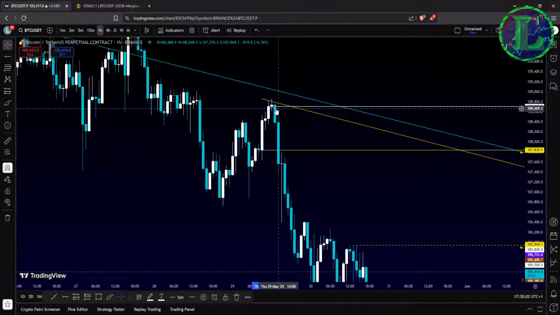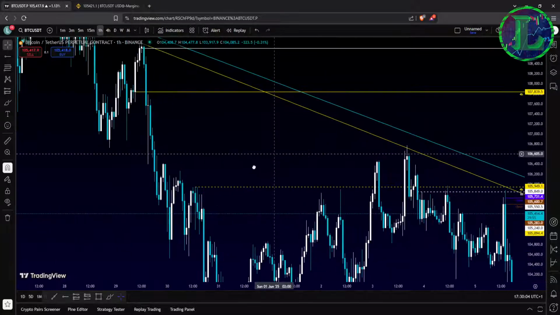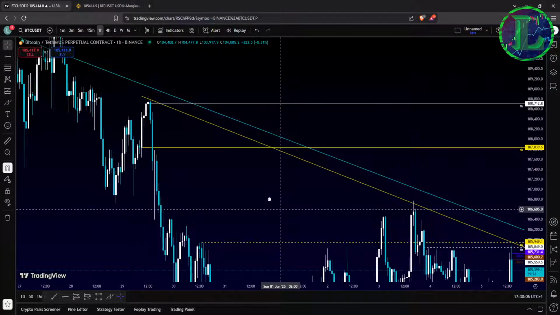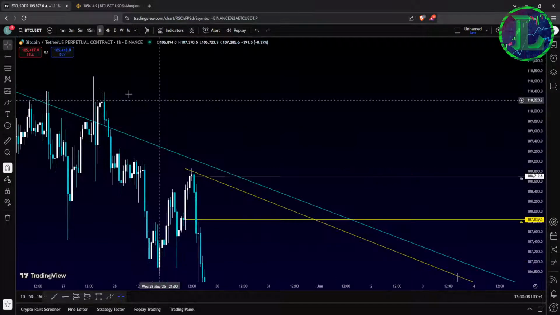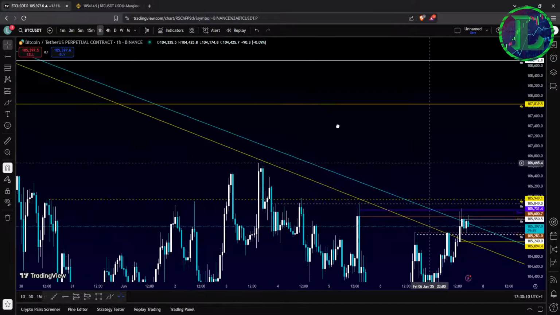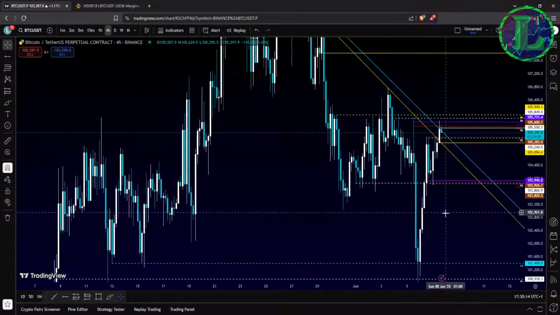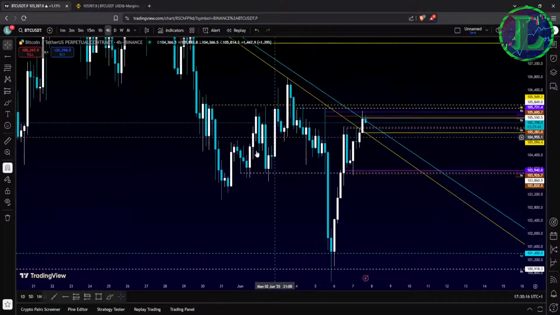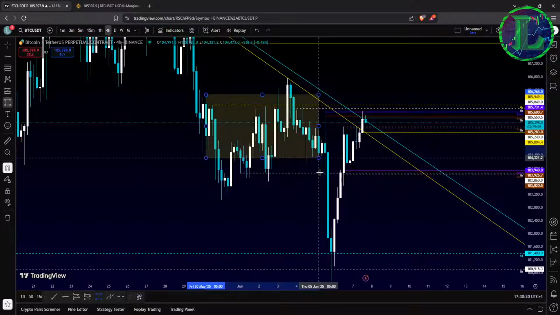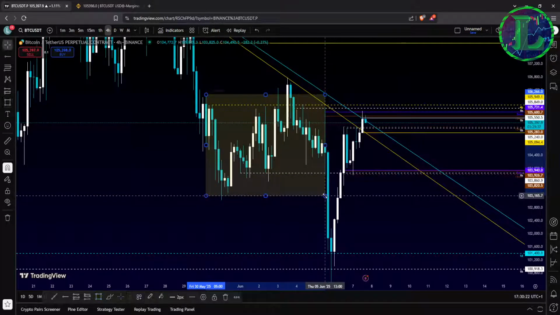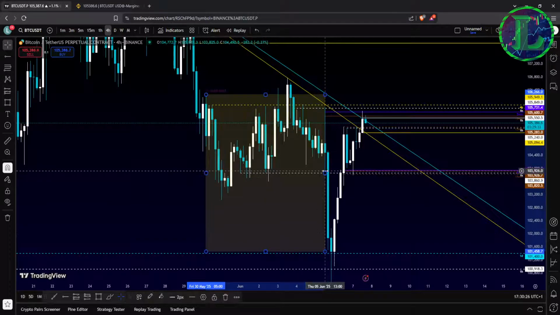Inside this 4, we have this 1 hour untested, and it's probably the last one before we break up and attack some higher highs. Okay, so right now we are in this range. I'm going to make a square here. This was the range we broke down, so we have to make this the range.